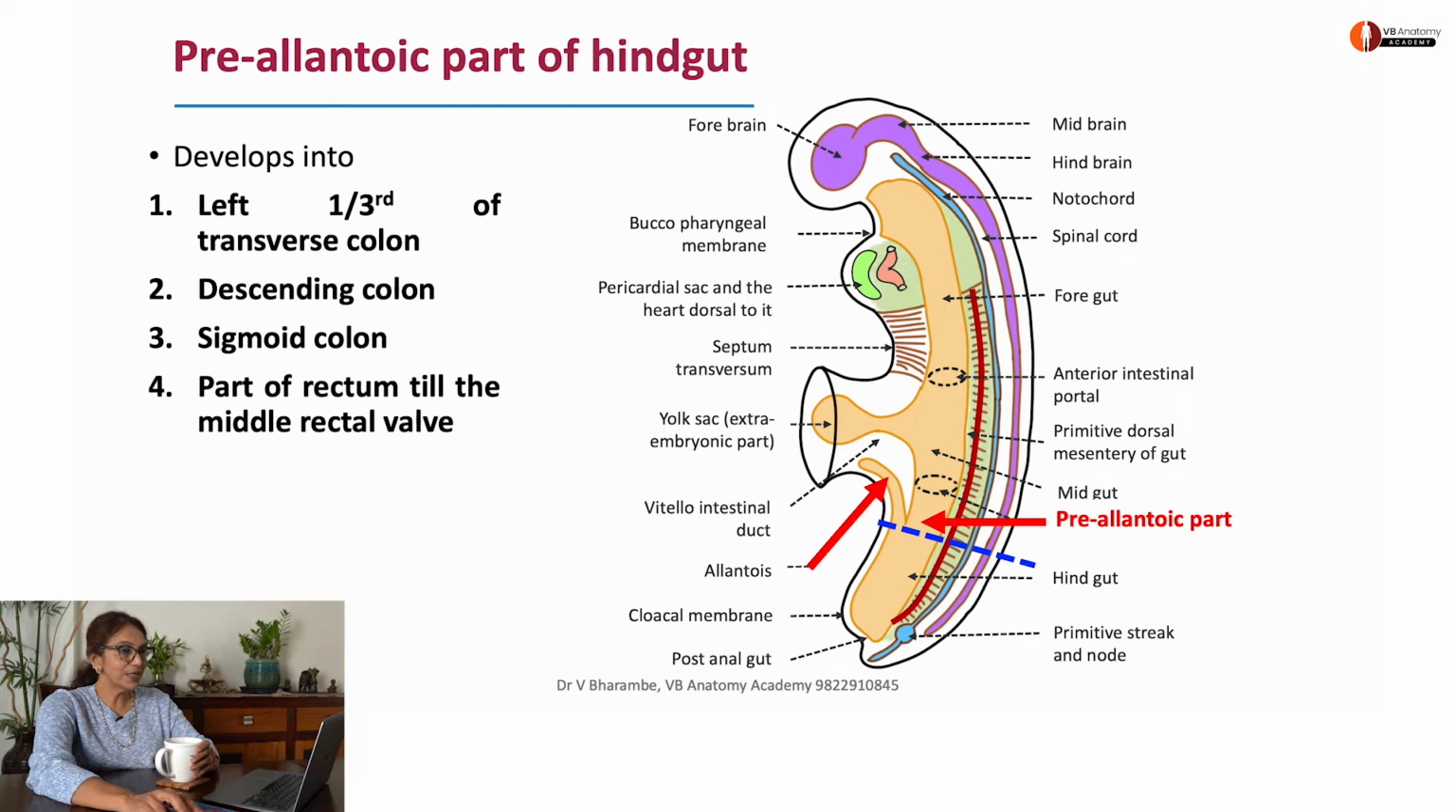So the question is, what develops from the pre-allantoic hindgut? The part of the large intestine beyond the posterior intestinal portal, that means the left one-third of the transverse colon, descending colon, sigmoid colon, and rectum, till the middle rectal valve. Now, what is the middle rectal valve? We will come to that later. So till the middle rectal valve, all this develops from the pre-allantoic part of the hindgut. That means it is all endodermal.